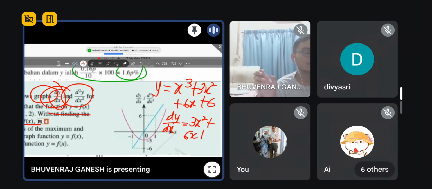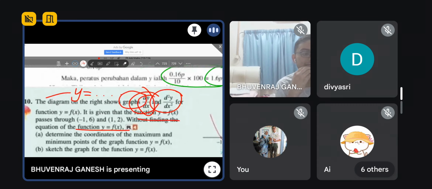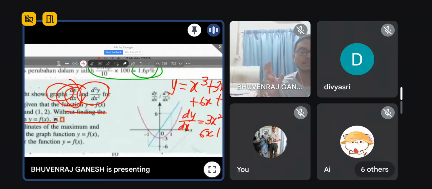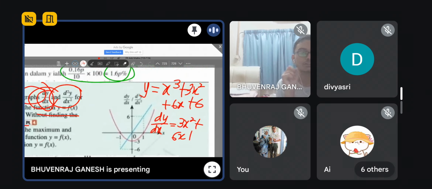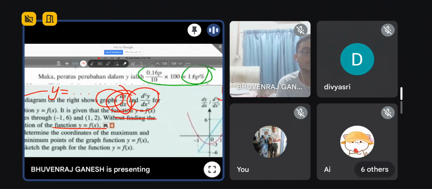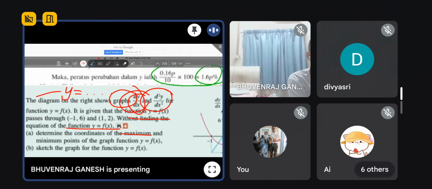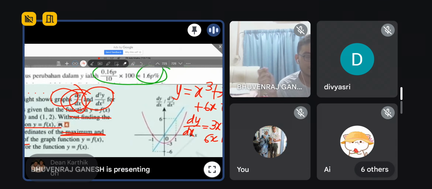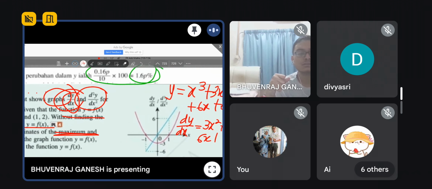Guys, you must understand, you cannot directly look at the graph, because the curve equation is not shown over here. So you're going to predict how the curve equation actually looks like from this diagram. And then only you can tell the maximum and minimum point. So guys, if you still remember, your d2y dx2.